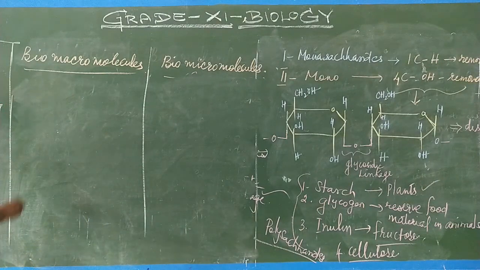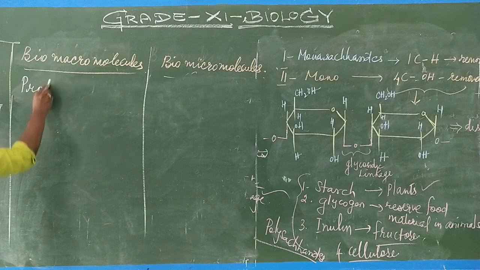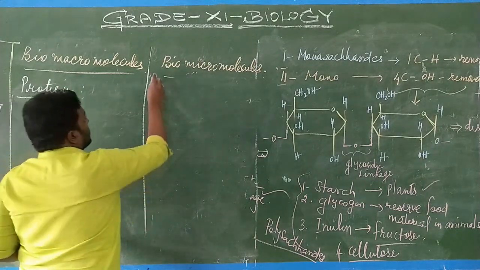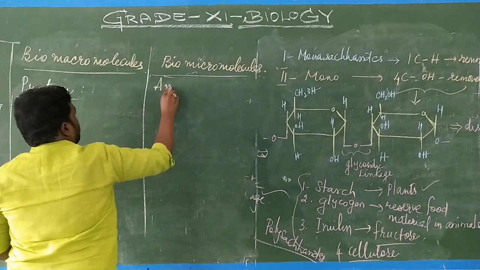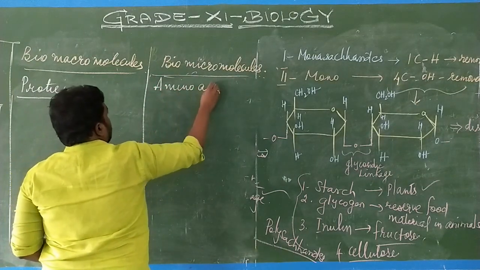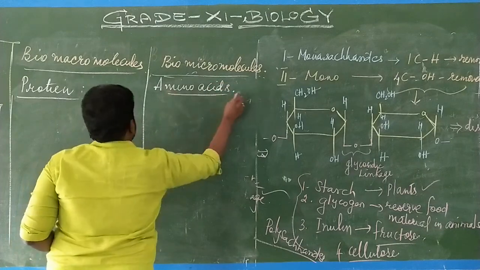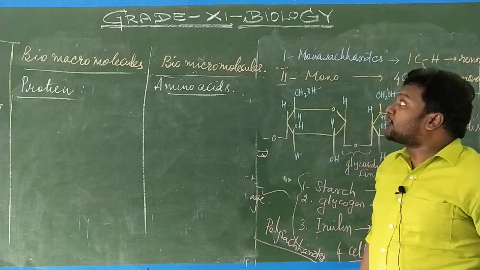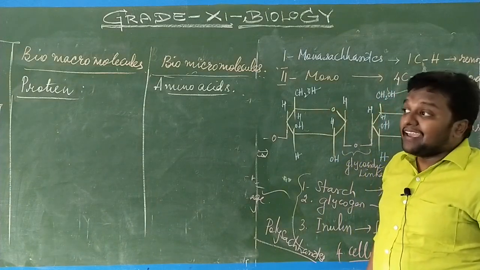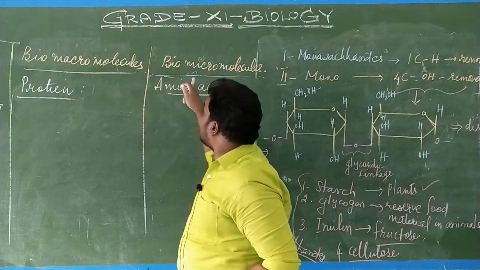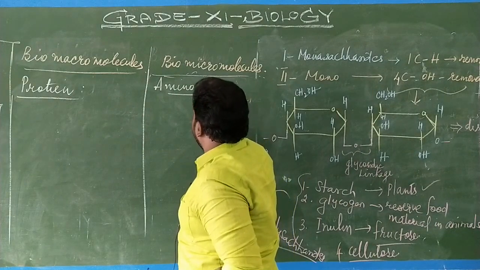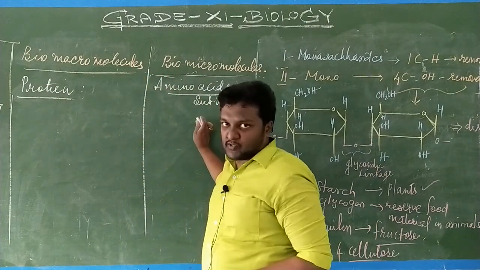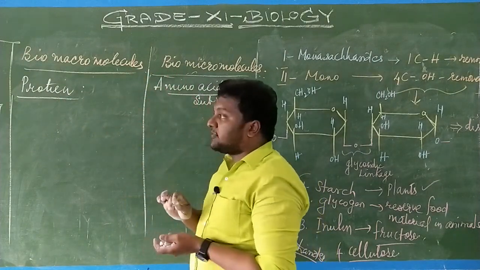Now, biomacromolecule is protein. Biomicromolecules are amino acids. So, biomacromolecules are proteins and biomicromolecules are amino acids. Because the protein's subunit is amino acid. Protein is a polymer of amino acids.